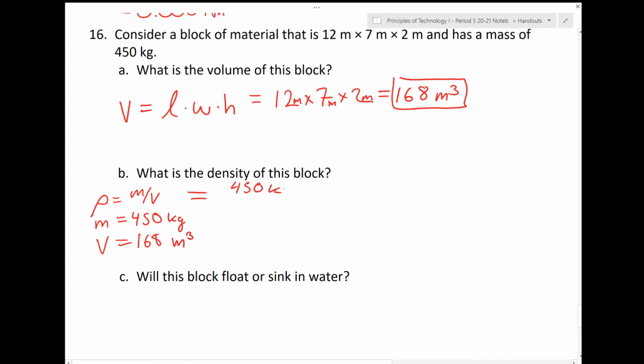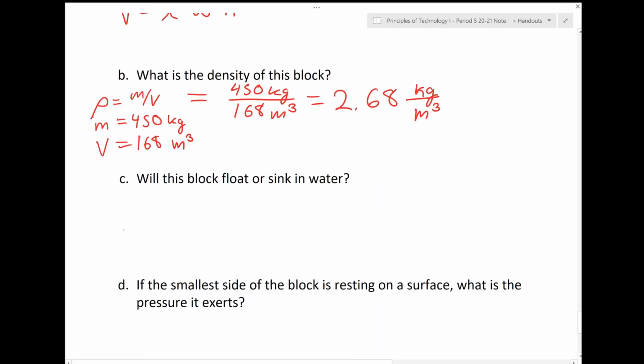450 kilograms divided by 168 cubic meters gives you 2.68 kilograms per cubic meter. Will this block float or sink in water? Well, in order to do that, we need to know that the density of water in kilograms per cubic meter is equal to 1,000.